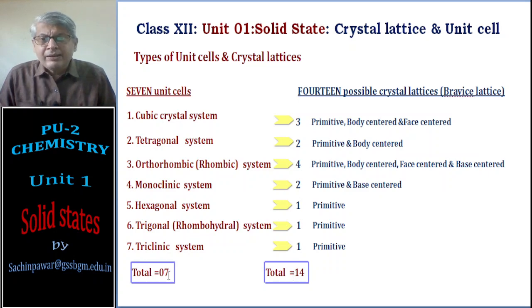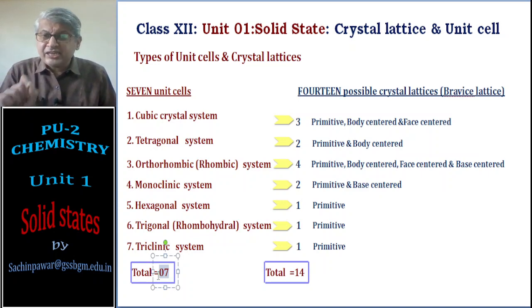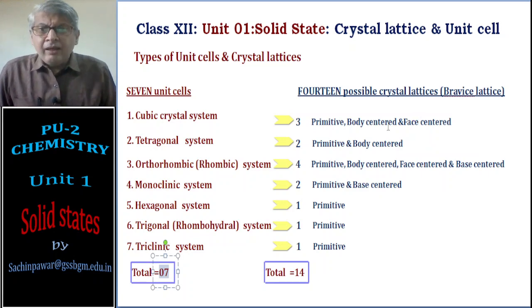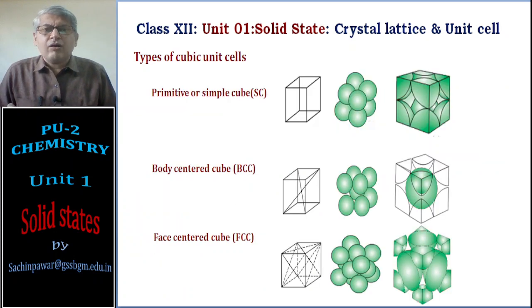So there are seven unit cells, respectively named depending upon the interrelation between the edge lengths A, B, C and the edge angles alpha, beta, gamma, and depending upon the occupancy of those spheres, the particles, we have again subdivisions, and the total makes it 14 Bravais lattices or crystal lattices. We shall see only the cubic crystal system. And the diagrams of those are on your screen.